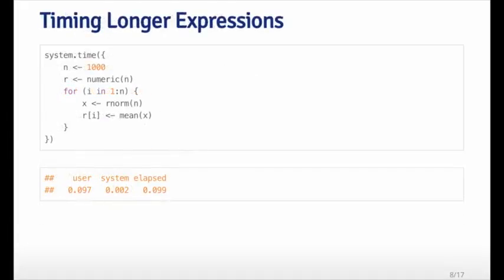You can time longer expressions by just wrapping everything in a set of curly braces. Here I've got a for loop that's just generating some random normal variables, and you can wrap that whole thing in curly braces and call system.time around it. You can see that this is a very simple expression. It's not multi-threaded, there's no network activity, and so the user time and the elapsed time are basically the same.